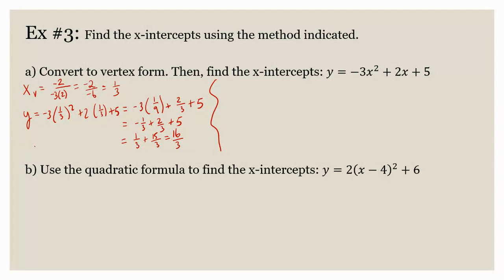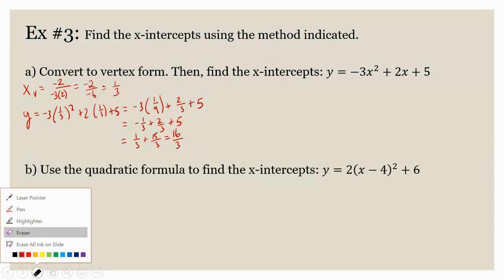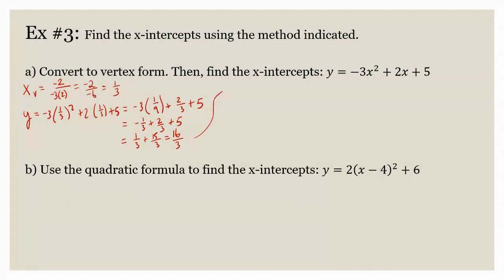And so now, okay, I'm going to erase that line and I'll come back to it. So that tells me this is y sub b. y equals negative 3 times x minus 1/3 squared plus 16/3. Right? So I've converted it to vertex form. Now I'm going to go ahead and actually find the x-intercept. So I'll set this equal to 0.